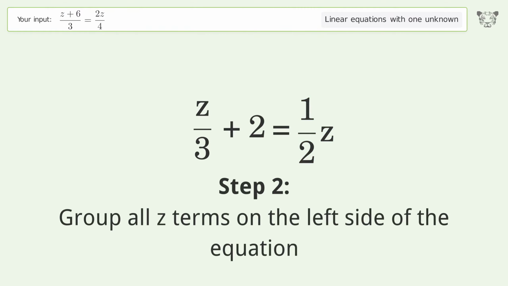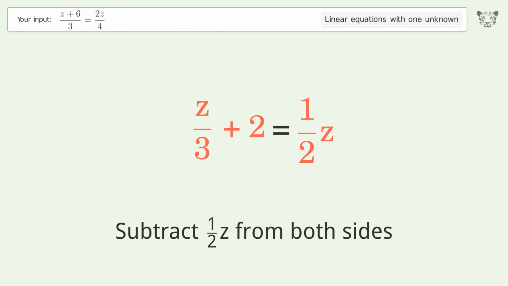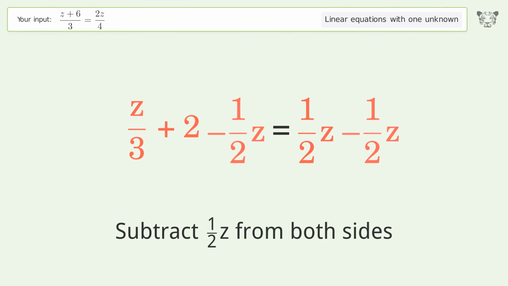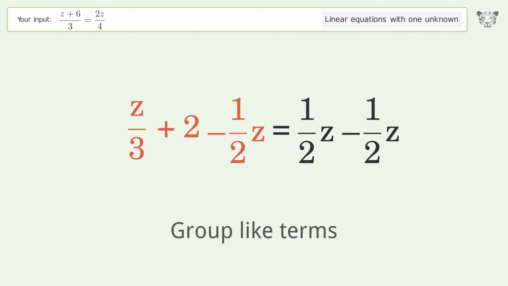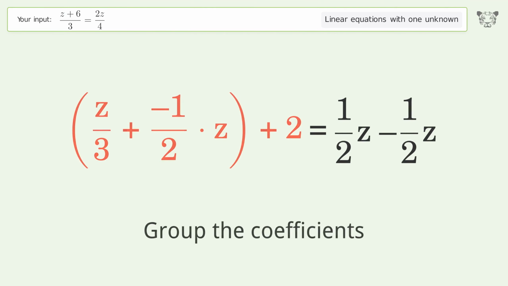Group all z terms on the left side of the equation. Subtract 1 over 2z from both sides. Group like terms. Group the coefficients.